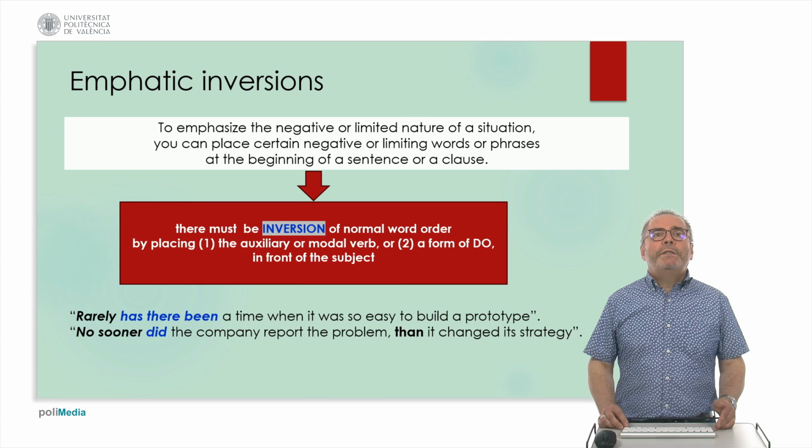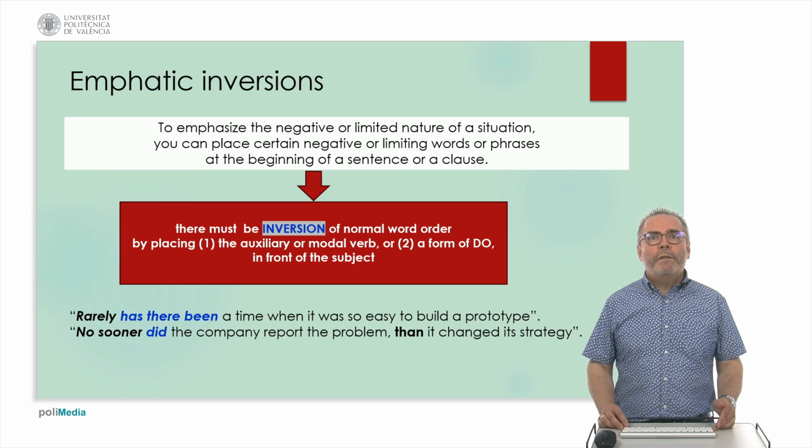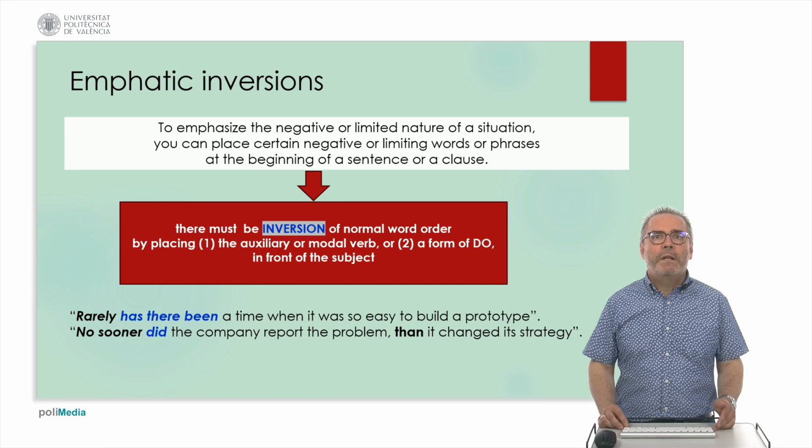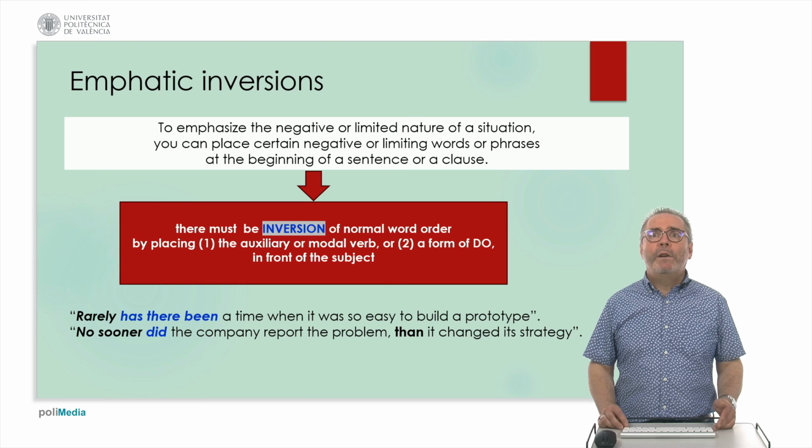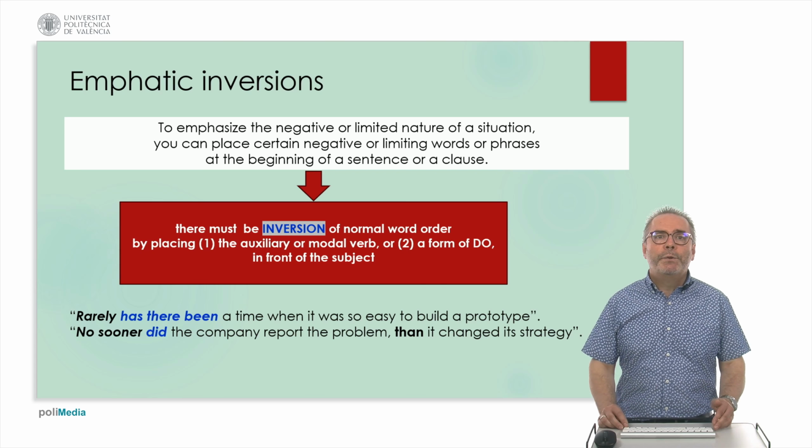We will move on now to emphatic inversions. To emphasize the negative or limited meaning of a situation, sometimes we place negative or limiting words at the beginning of a sentence, and this implies an inversion of the normal word order, the normal order of the elements in the sentence. And we can do that by placing in front of the subject either the auxiliary or modal verb or a form of the verb do.